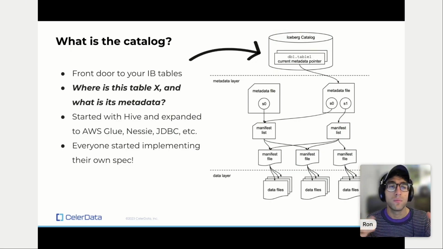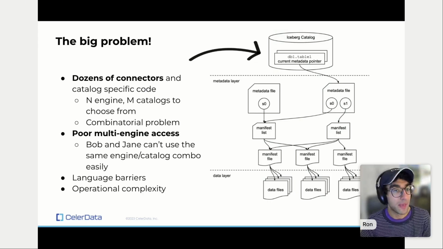And then, I think this was around 2018-ish, everybody started implementing their own spec. They said, okay, this is just a metadata pointer. This can probably be implemented a million different ways. And if we have a million different services, we have to implement it in our own way. But there was a big problem with that, because as people started implementing their own methodology to connecting or using the Iceberg catalog, you have dozens of connectors with catalog specific code. So for every single catalog implementation, talking to the catalog, you kind of needed a different client library.